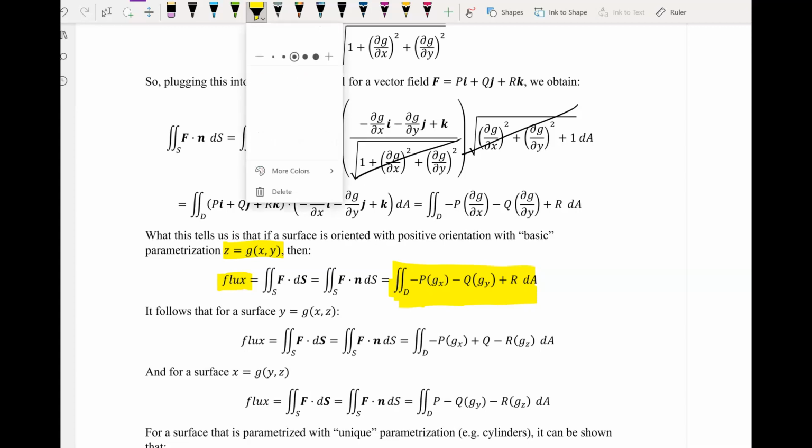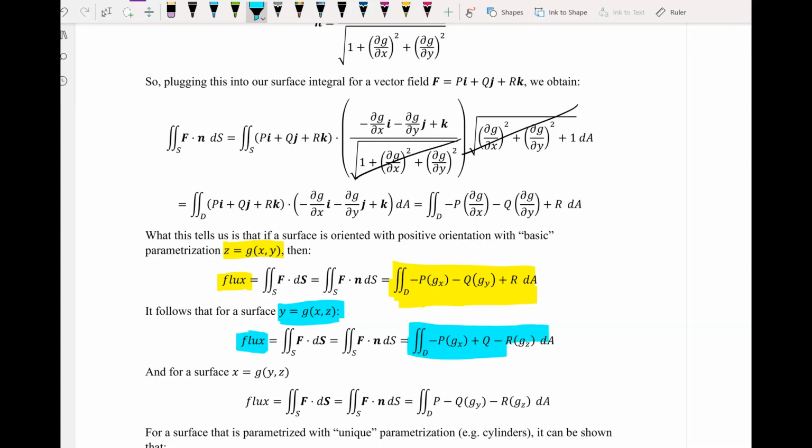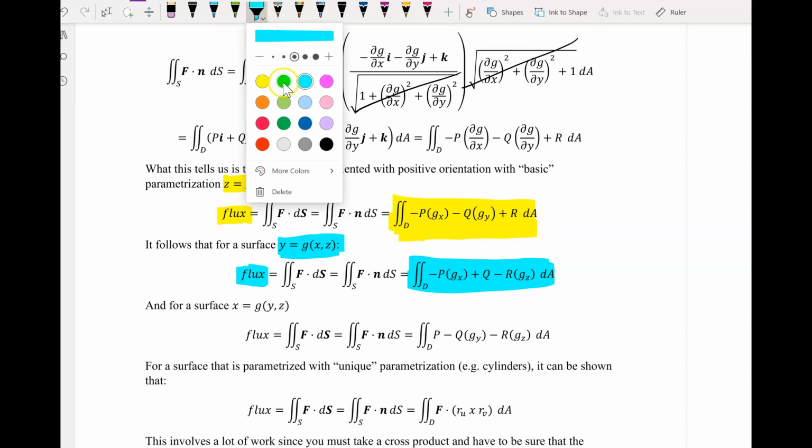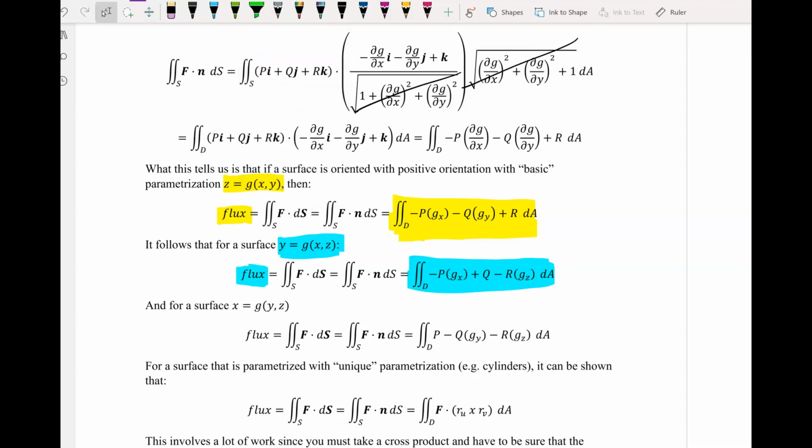If I went ahead and did it in the other direction, if y equals g of x comma z, the flux terms are kind of alternated now. So now Q doesn't get anything, and the partials of g with respect to x and z go into the P and the R. The same thing goes with the different orientation in terms of the y and z plane. So the flux itself is going to be this. So now you can see that the y and the z are mainly getting the partials.